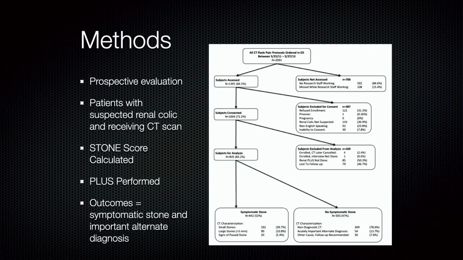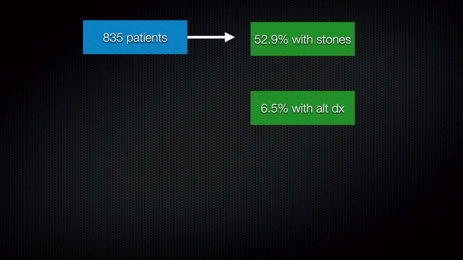And so they had this protocol, a prospective evaluation of patients with suspected renal colic and receiving a CT scan. They got a STONE score calculated. They also got the plus component performed, so they got an ultrasound looking for hydronephrosis, and they compared their outcomes, symptomatic stone and important alternate diagnosis, right? So they had 835 patients, a little over half of them with stones, and about 6% of them with alternate diagnosis. So that's your baseline demographics.